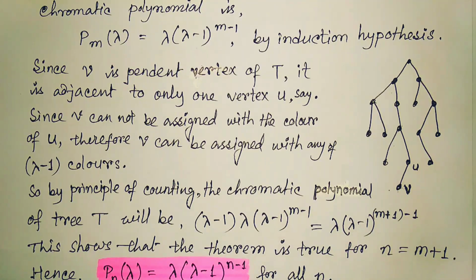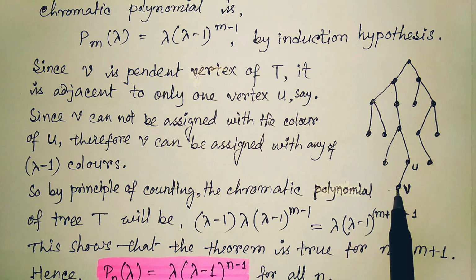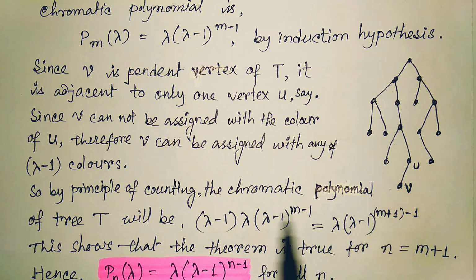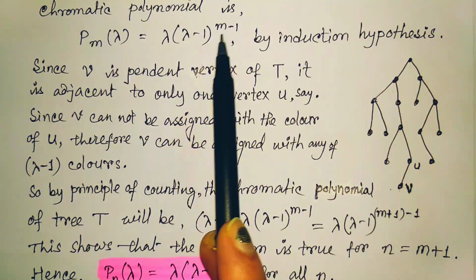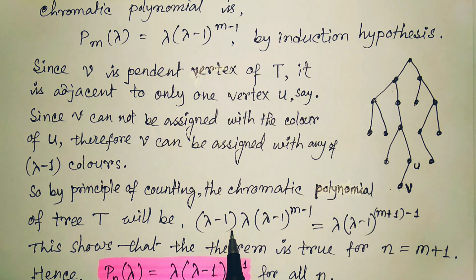So by the principle of counting, the chromatic polynomial of T will be what? For v, we include lambda minus 1 with the polynomial lambda into lambda minus 1 to the power m minus 1. So it is lambda minus 1 into lambda into lambda minus 1 to the power m minus 1. Which implies lambda into lambda minus 1 to the power of, here we add m minus 1 plus 1. So finally we find lambda into lambda minus 1 to the power of m. This shows that the theorem is true for n equals m plus 1. So this is the proof.